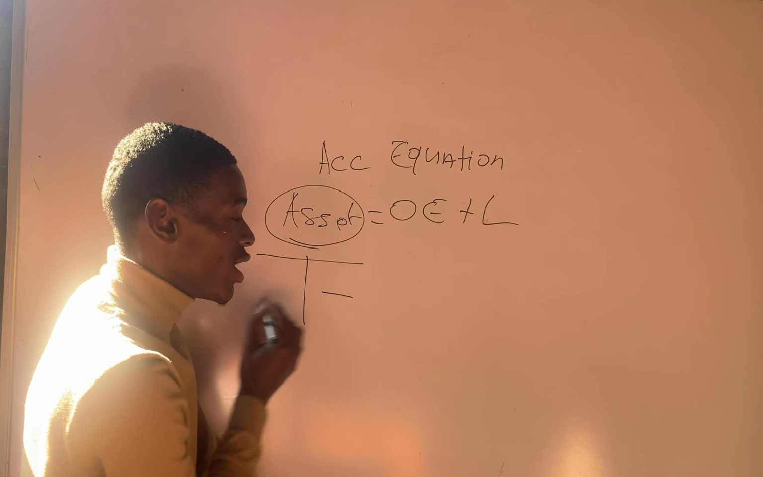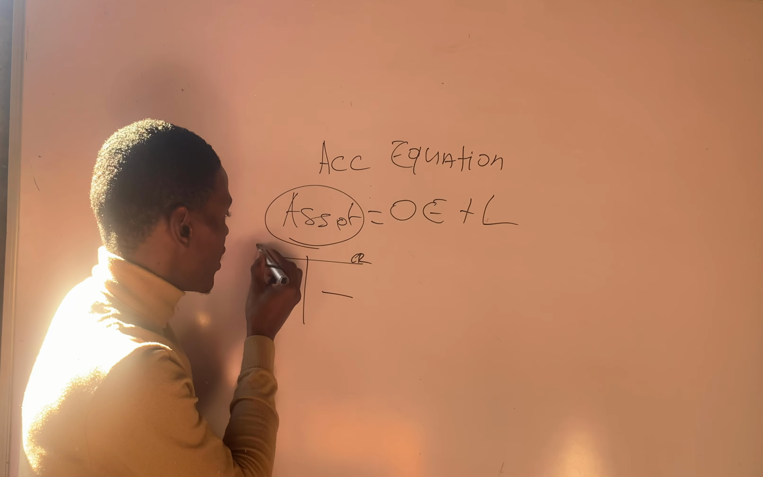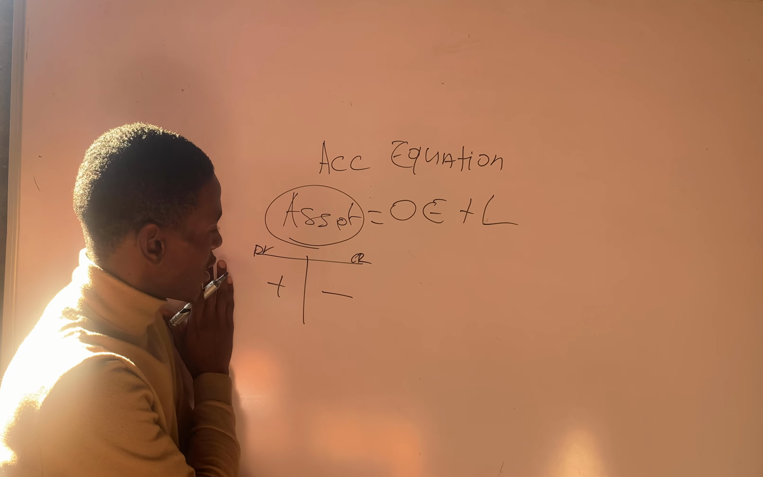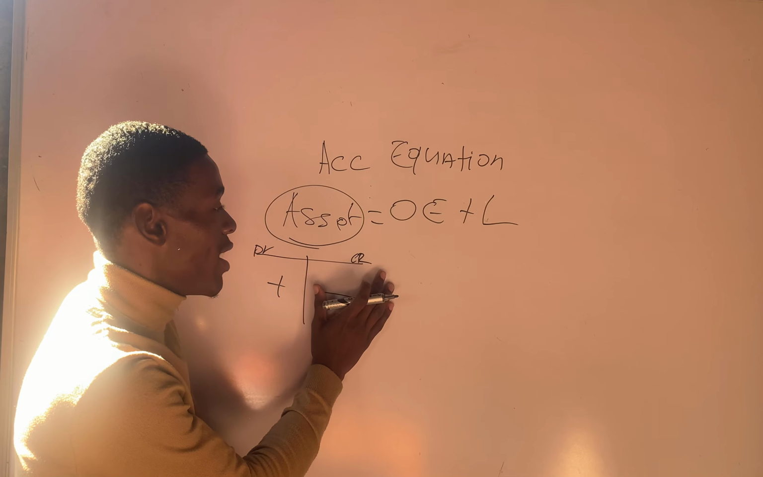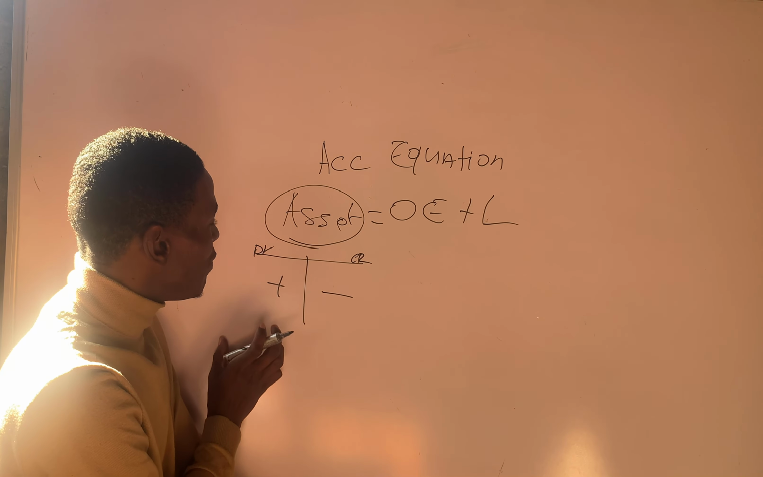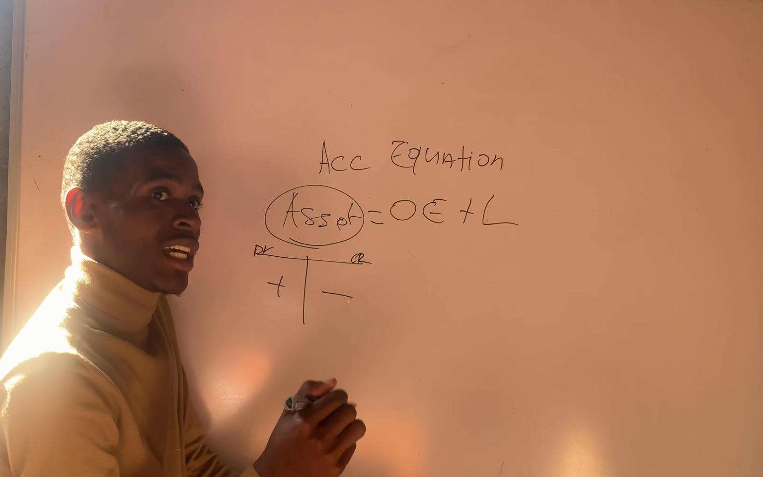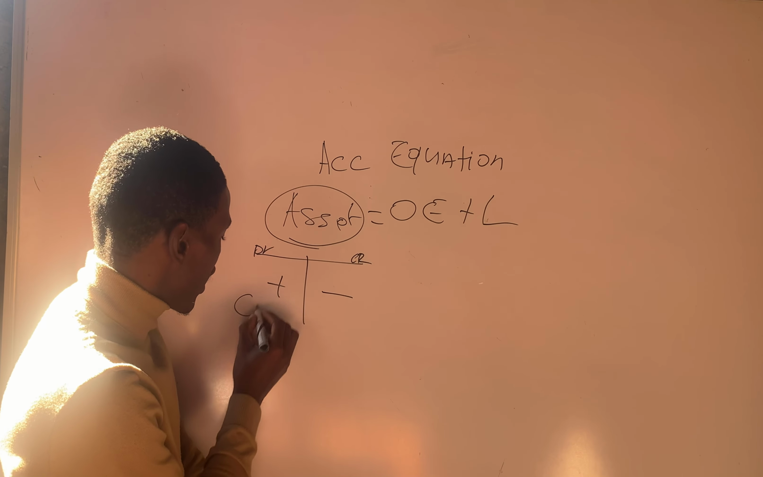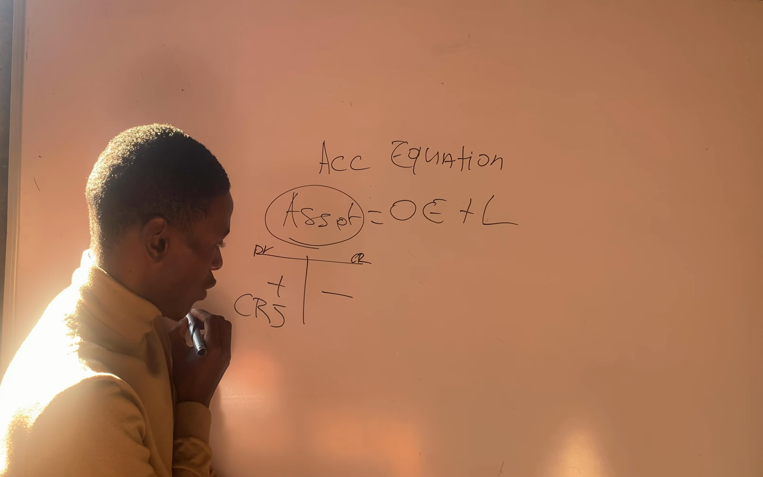In terms of the accounting equation, our assets decrease on the credit side and increase on which side? On the debit side, meaning on our debit side we have plus, and on our credit side we have minus. Then our asset is being increased on the debit side. What increases our asset? It is the cash receipts journal.